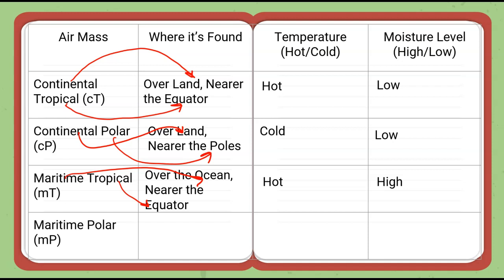The last one is maritime polar. Maritime polar forms over the ocean, but near the poles of the Earth. So this is when the air mass is very cold air and has a high moisture content. These are your 4 air masses. They're nothing too complex or complicated. Just know the 4 words: continental versus maritime, polar versus tropical. Okay, and you'll be able to figure out the rest from there. You don't have to necessarily memorize everything. Just know what the words mean.